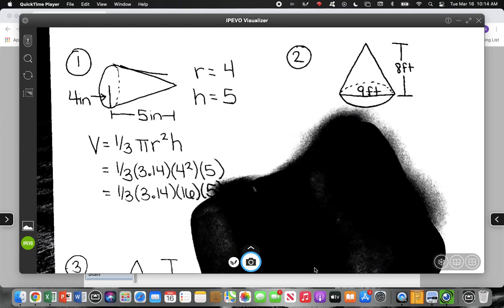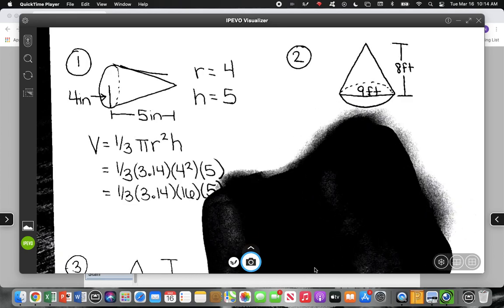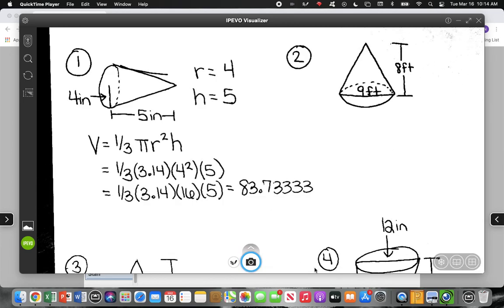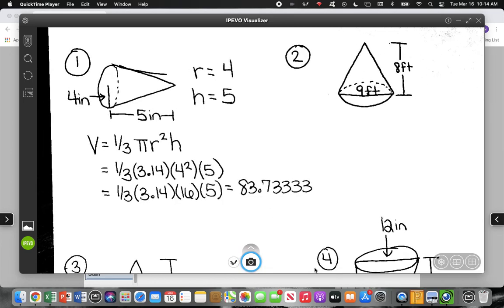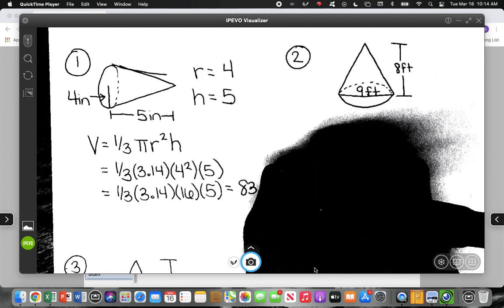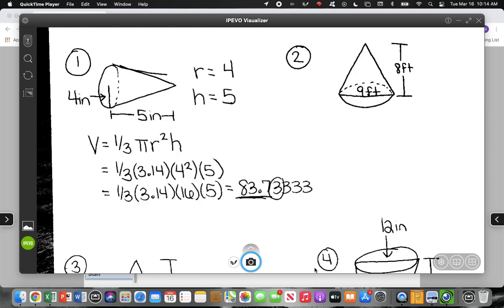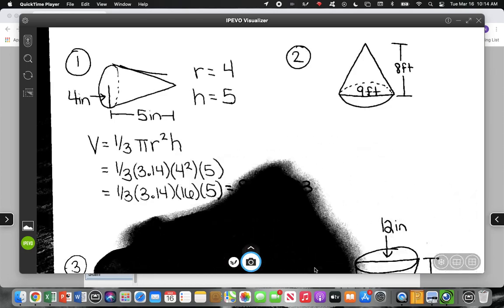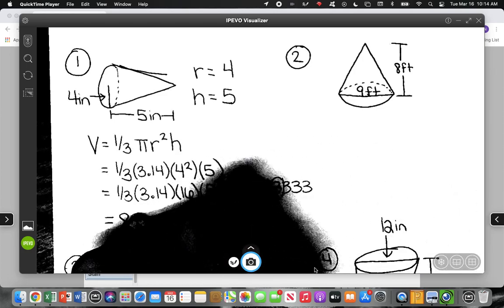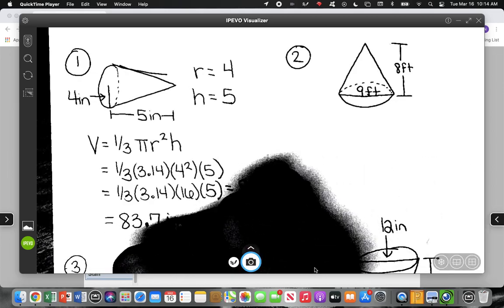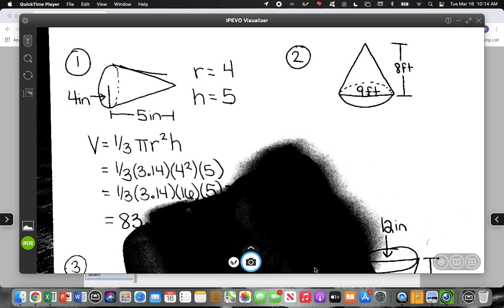So when I typed this in, I got 83.7 and then a bunch of 3s. Is that what you guys got? All right, so we're going nearest tenth. How many places is that after the decimal? 1. So does this 3 tell me to keep it a 7 or round it up to an 8? Keep it. 83.7, and my label is inches, volume is cubed.